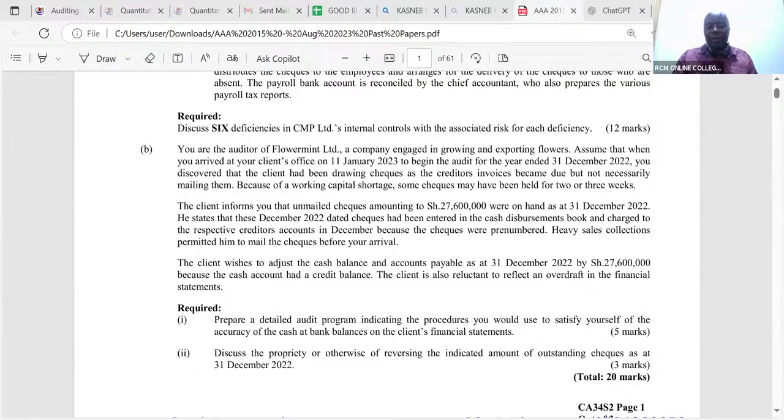So for example, ladies and gentlemen, to satisfy yourself of the accuracy of the cash at bank balances, I will be able to take the opening balance last year, and get the cash flows from the cash flow statement, to see what came in from operations and investing activities. There will be a lot for me to be able to see the cash at bank. I'll be able to do a bank reconciliation statement myself as an auditor.